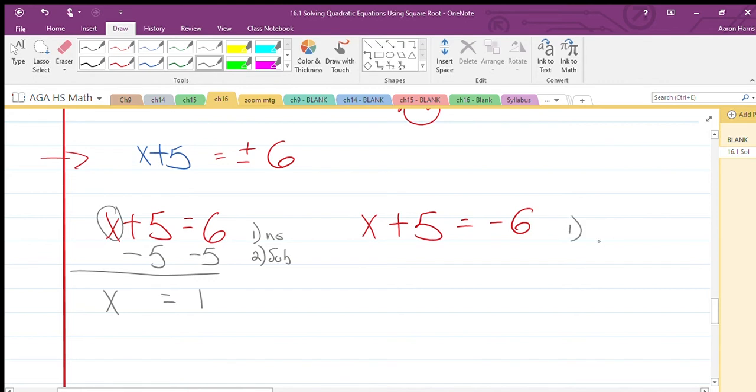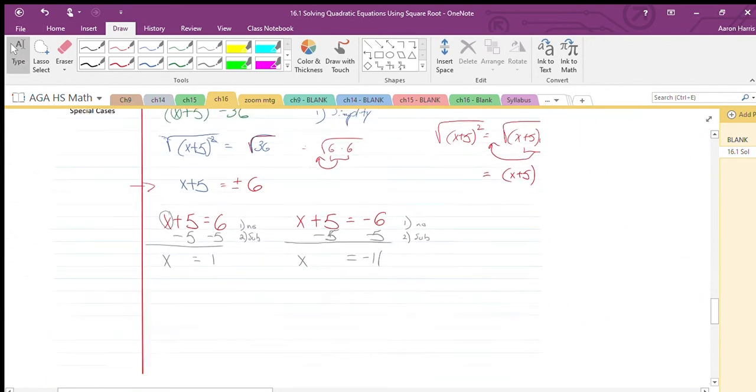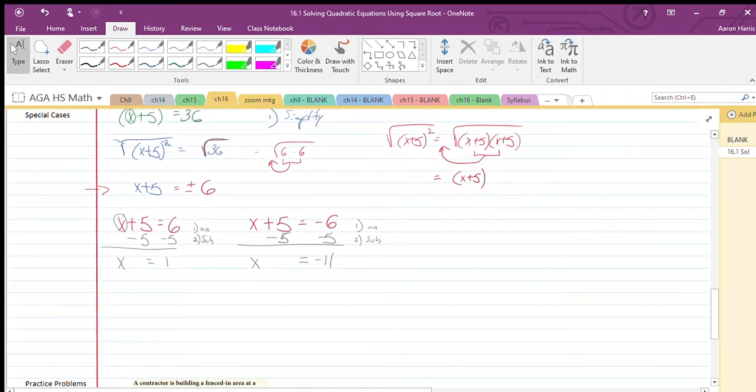Simplify / combine like terms. Anything to do? No. Remove all addition and subtraction. Yes, I'm going to subtract. Subtract 5. Subtract 5. I get X is equal to negative 11. Now you're like, what in the world? How'd you do that? Okay.